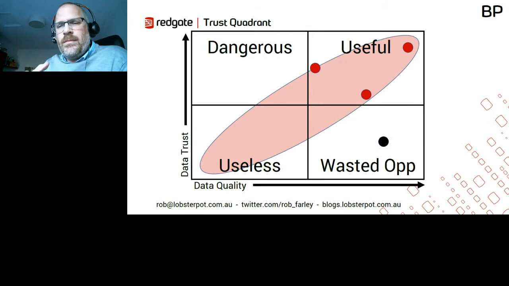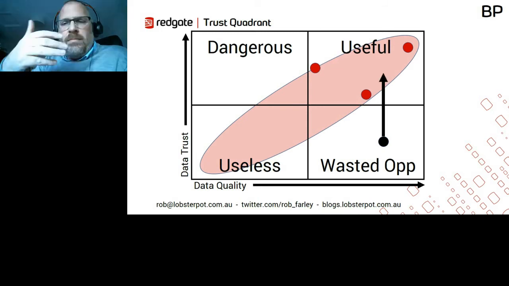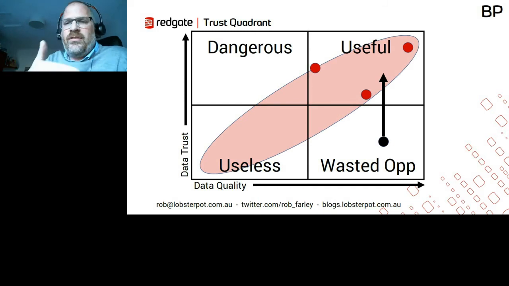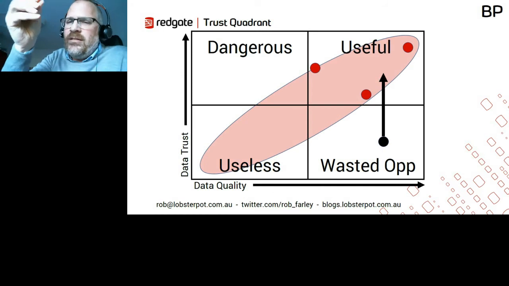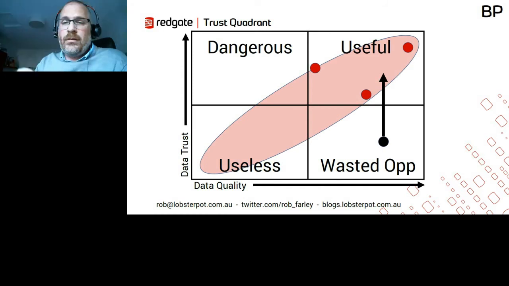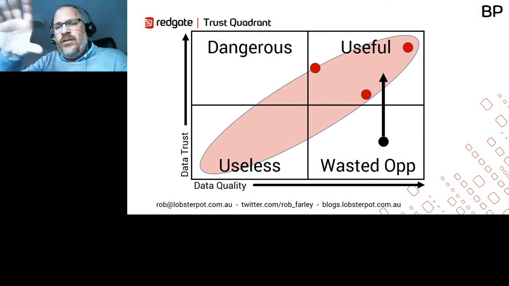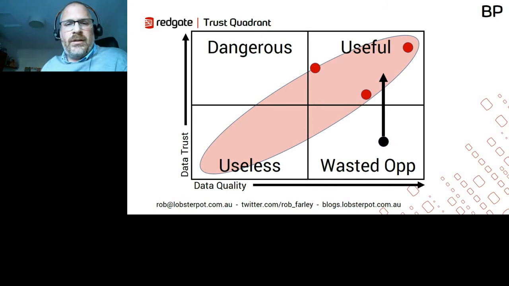Interestingly, for that one, the way that we fix it is to fix the trust level. We know it's good quality. See, it's come up quite strong on the data quality line. What we need to do is socialize that, get communication going about this, maybe give reasons for how we assessed that it was good quality, all of that kind of stuff, to change the culture in the organization to say, hey, you can trust this. It's good. You could use it. You should use it. And actually bring it up into that useful category instead of the wasted opportunity category, right?